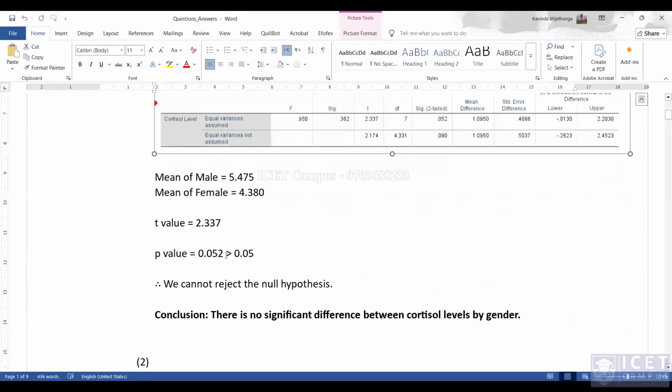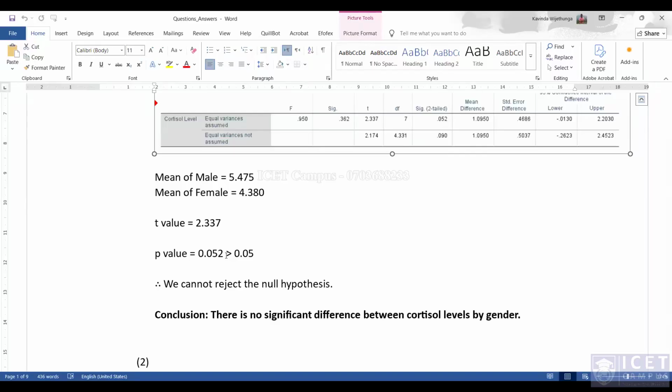So we know the rule of rejection. If the calculated p-value is less than 0.05 only, we can reject the null hypothesis. Here 0.052 is greater than 0.05. Therefore, we cannot reject the null hypothesis. So you observe that there is a mean difference of 5.4 and 4.3. But the result of the t-test is that there is no significant difference between the cortisol level by gender according to this hypothesis testing.